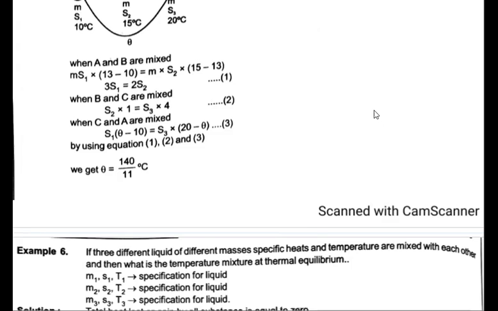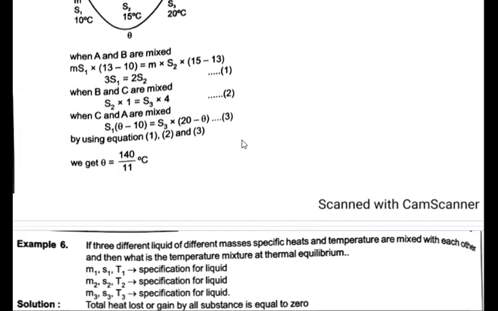If three liquids of different masses and specific heat capacities are all mixed, think about it, what do you think? Net sum of heat should be zero, yes or no? Because someone will be gaining, someone will be losing. That's the first concept. And the final temperature should also be the same, because all three are mixed together. This is the concept that we have to use, as simple as that.